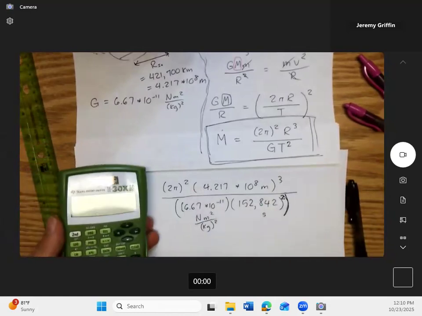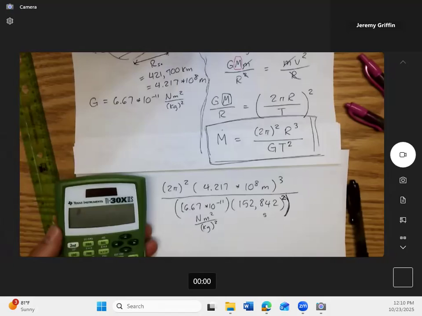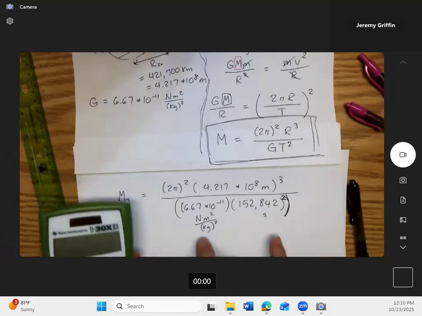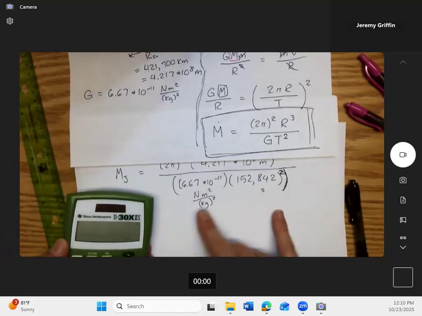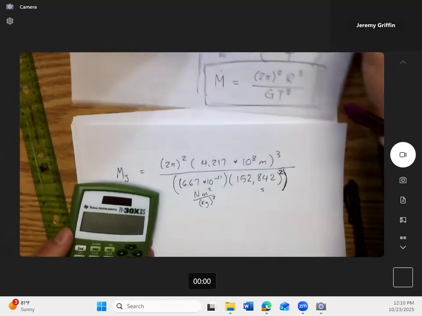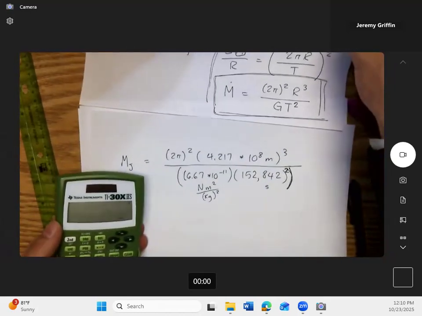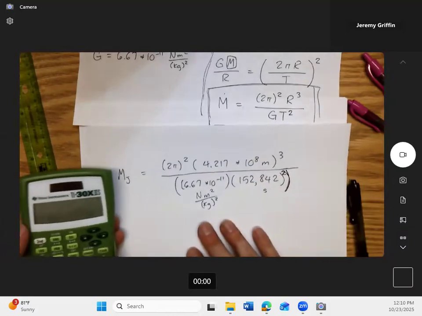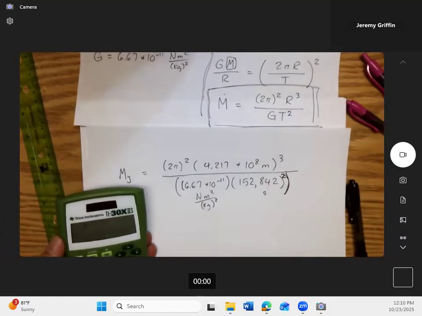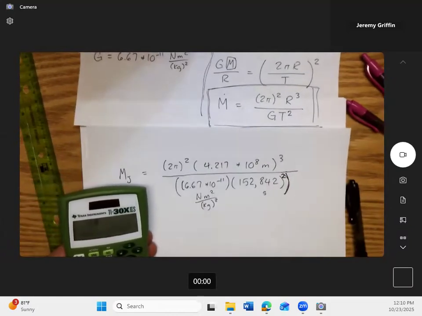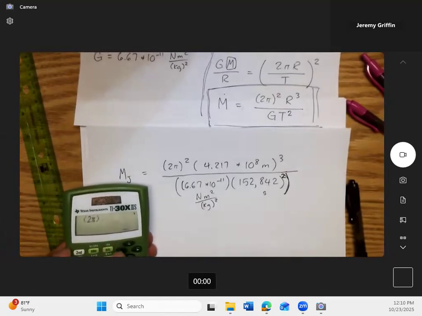So here, I'll plug it in front of you guys so that you can follow along with me. See if you can correctly plug this in. That's the last test right here. So I've got 2 pi, open parentheses, 2 pi, close parentheses. I'll square that. Then open a new parenthesis, 4.217 times 10 to the 8. Close parenthesis there. Power 3.